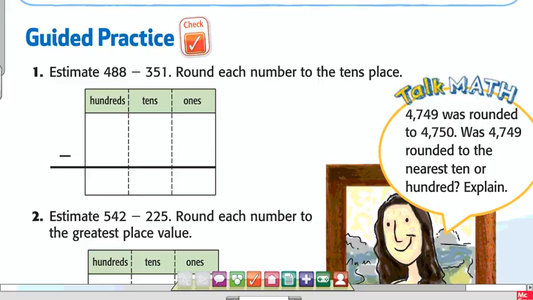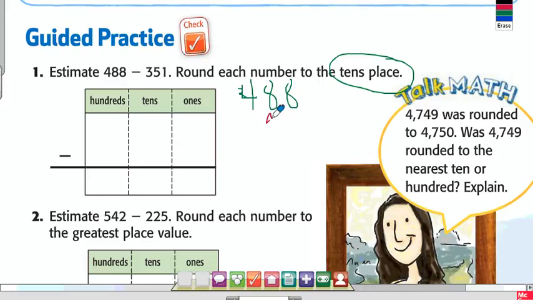And look at number 1. It says estimate 488 minus 351. Round each number to the nearest what place value? Tens. So I'm going to write it out here like this, the first one. I got 488. They're the tens place, right? So what number is in the tens place? 8. The one in the middle, correct?